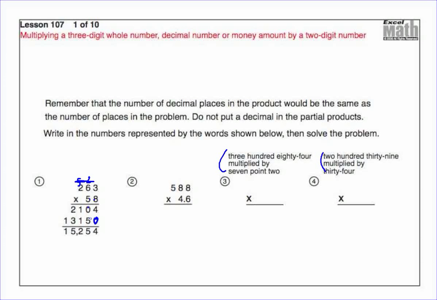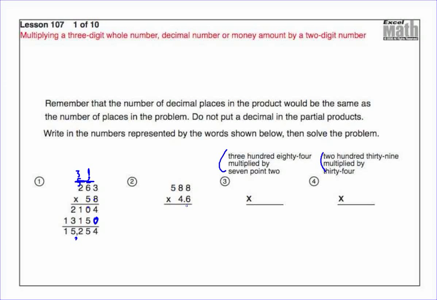3 times 5 is 15, carry the 1. 6 times 5 is 30, plus 1 is 31, carry the 3. 2 times 5 is 10, plus 3 is 13. Add it up, 4 and 0, 5 and 0, 1 and 1, 3 and 2, and 1 and nothing. You get 15,254. All right, let's do this next one together.